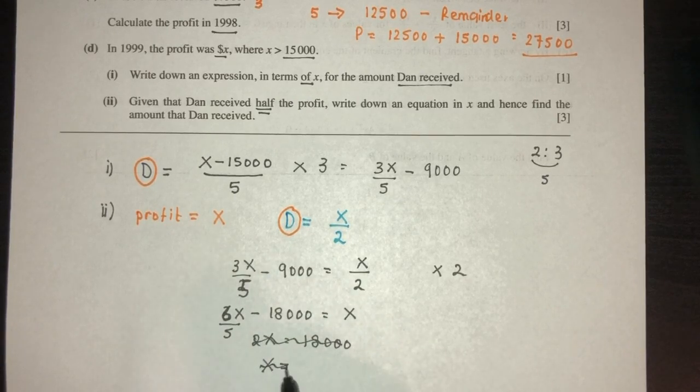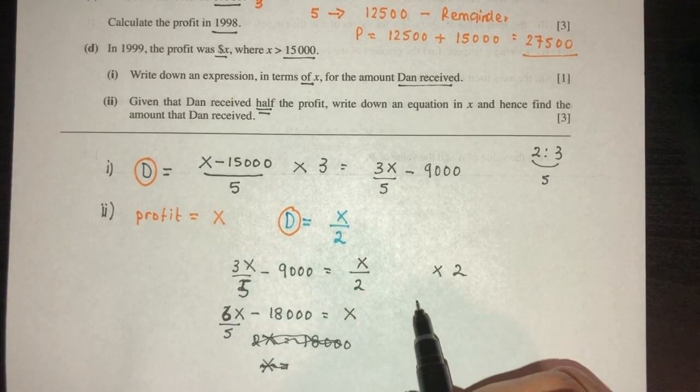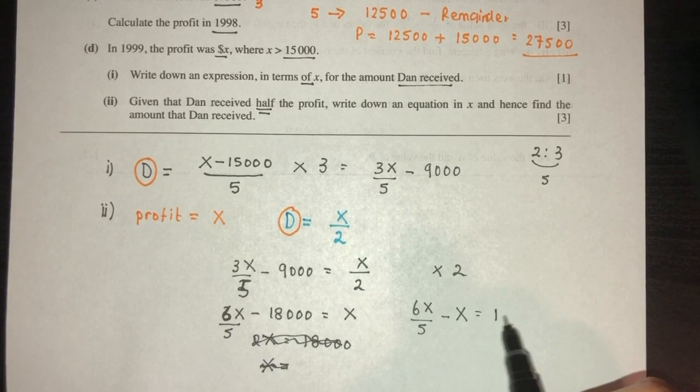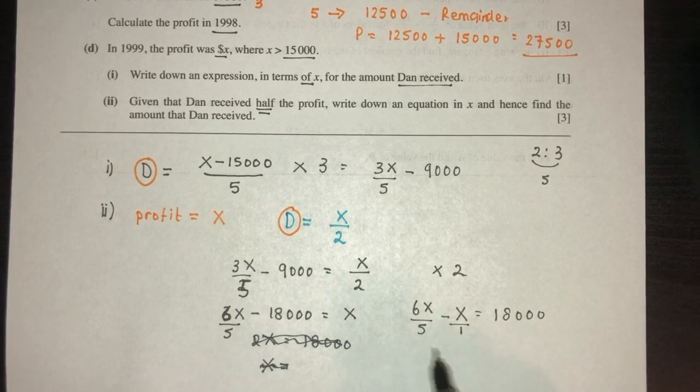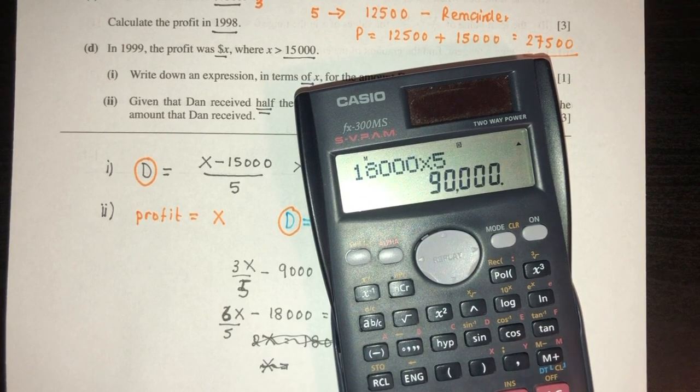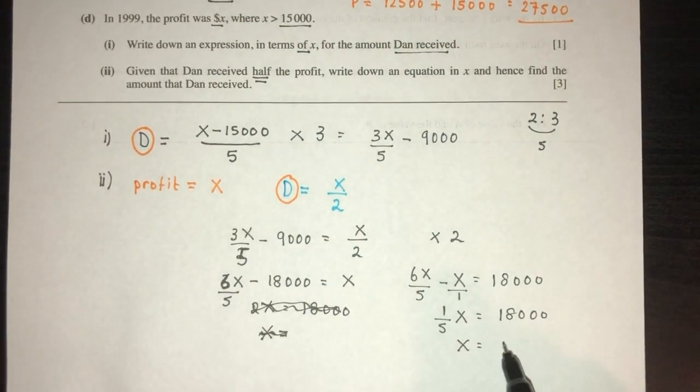So let's simplify. Let's send x over here. You will have 6 over 5 minus x is equal to 18,000. This is 1 of course, so you can simplify this too. It will become 1 over 5x is equal to 18,000. X will be 18,000 multiplied by 5. That will be 90,000, so your profit was $90,000. That's the value of x.